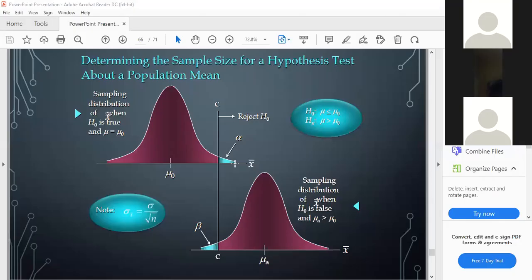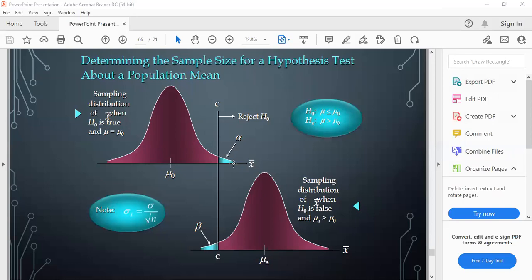Look, this is the case. If you increase your alpha, say it is 0.01, and you increase it to 0.05, it will just get shifted towards left. So if your alpha gets shifted towards left, your beta also gets reduced. Understood? If your alpha gets shifted towards left, your beta also gets reduced.